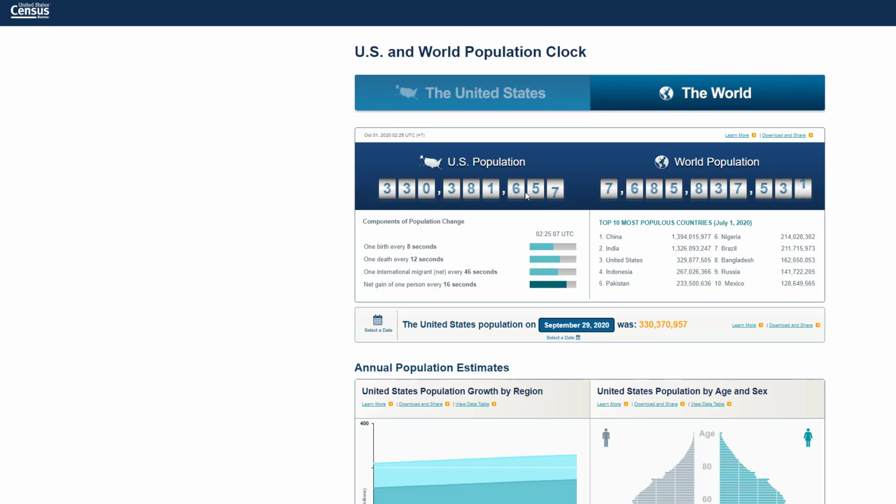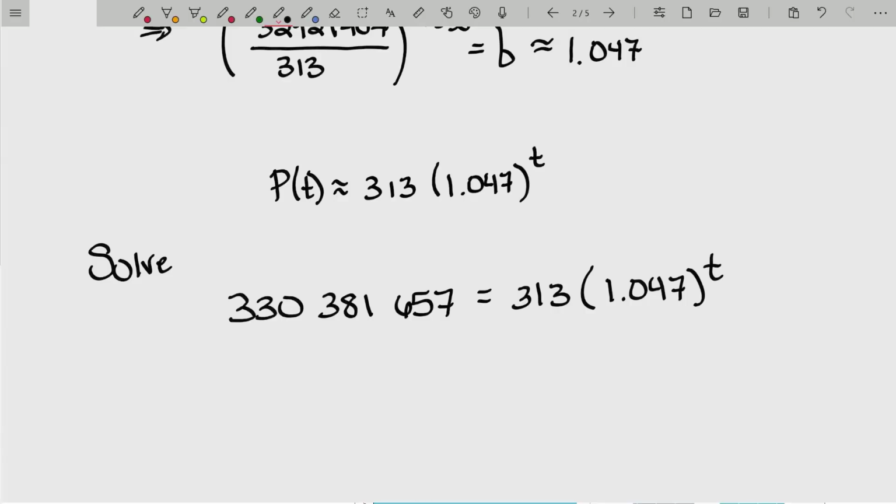So what I'm going to do is I'll just copy this to the 657 part. 330,381,657. So really we're being asked to solve this equation. 330,381,657 is equal to our population model. By the way, in the time it took me to write that, 4 babies were born. And something else here that I think is really helpful, because I'm not going to be using this approximated version of our growth factor, I'm just going to put B in here because I saved that B in Desmos. So I'm just going to leave it like that.